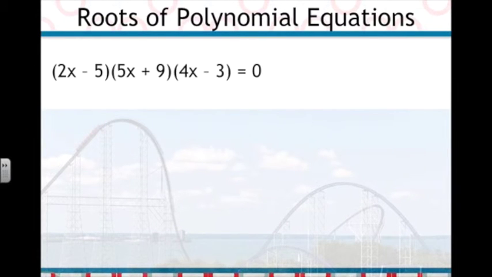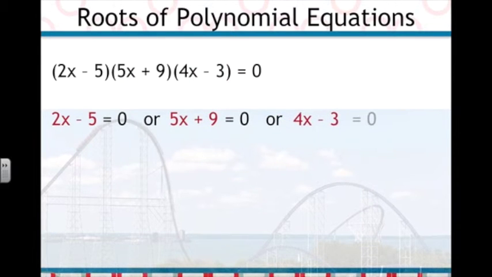Now let's look at an equation with three sets of parentheses. (2x minus 5)(5x plus 9)(4x minus 3) equals 0. Since there are three factors, any one of them could equal 0. 2x minus 5 equals 0, or 5x plus 9 equals 0, or 4x minus 3 equals 0. Now we solve each equation to find the three roots for this equation.